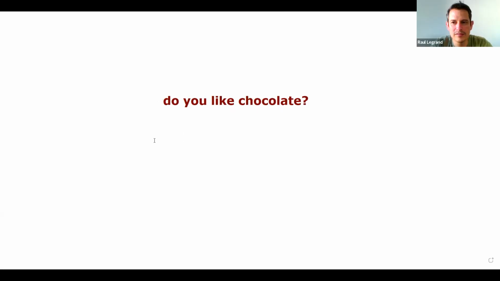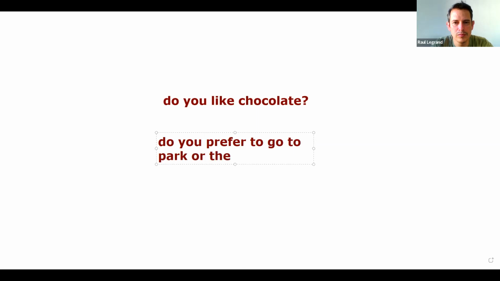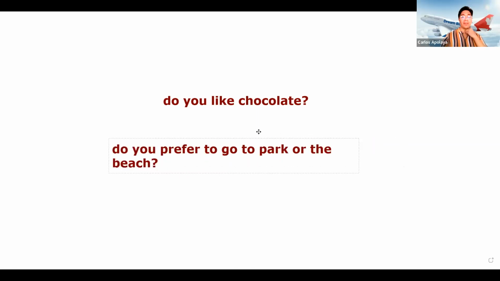So now we focus on intonation. Carlos, what is intonation? Intonation is similar to rhythm. Yes, rhythm. Now look at this question. Please read this question. Do you like chocolate? Of course. And this one? Do you prefer to go to the park or the beach? Aha. This is pretty similar.